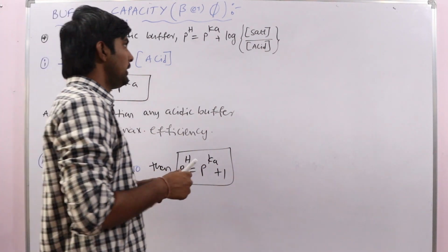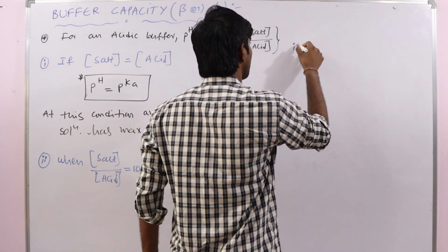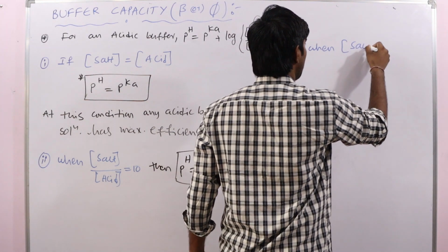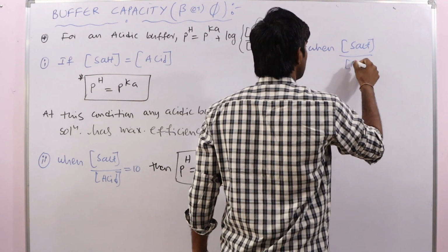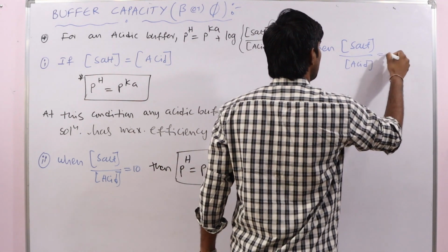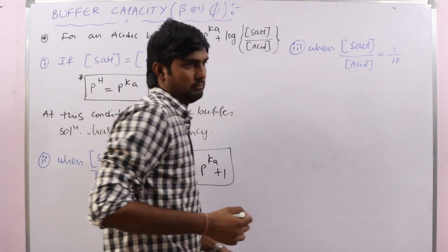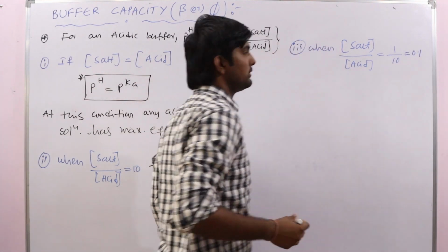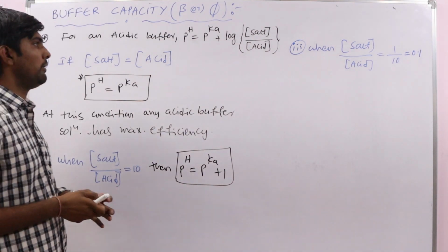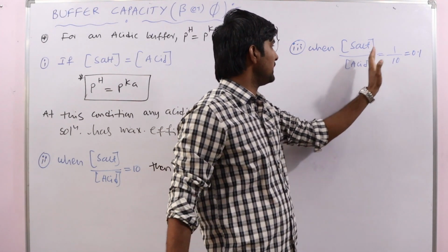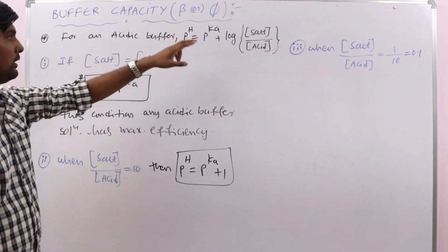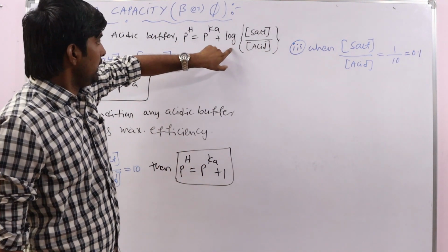Okay, and the third condition is when the concentration of salt by concentration of acid is equal to 1 by 10, which is nothing but 0.1. Yes or no? If the ratio of concentration of salt by acid is 1 by 10 or 0.1, so here we get minus 1.